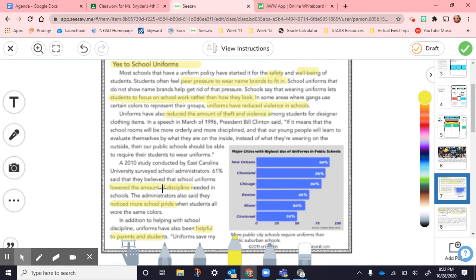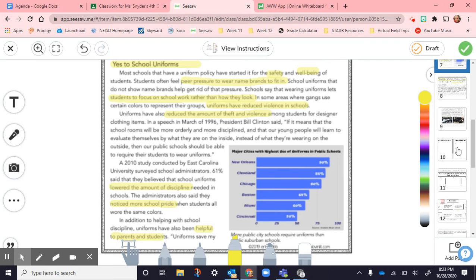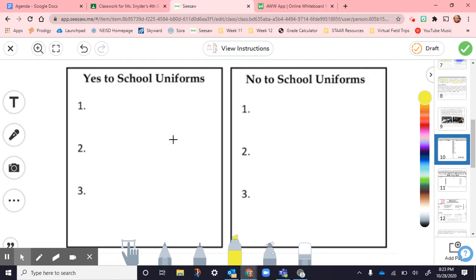So lots of reasons why people say yes, that's a positive thing. So students took that. We didn't read the no yet. We're going to do that tomorrow. Students took all of these reasons and they picked the top three, and they needed to be different. So, top three arguments or reasons why schools should have uniforms.